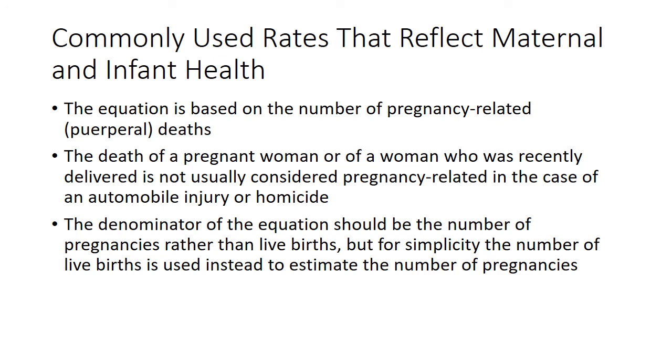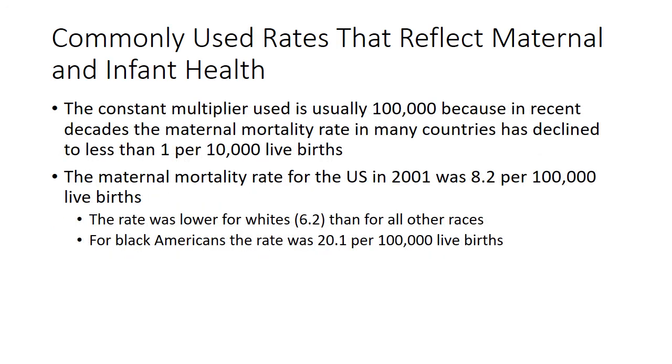So what we do is we change our denominator from just the number of pregnancies to the number of live births, right? For simplicity's sake, it probably gets us a little bit closer to ruling out some of those deaths that are really unrelated to the pregnancy itself. We're using 100,000 because in recent decades, we found that maternal mortality rate in many countries has declined to less than 1 per 10,000. So again, it's a good sign. We have to use a higher multiplier there to make sure the numbers sound correct.